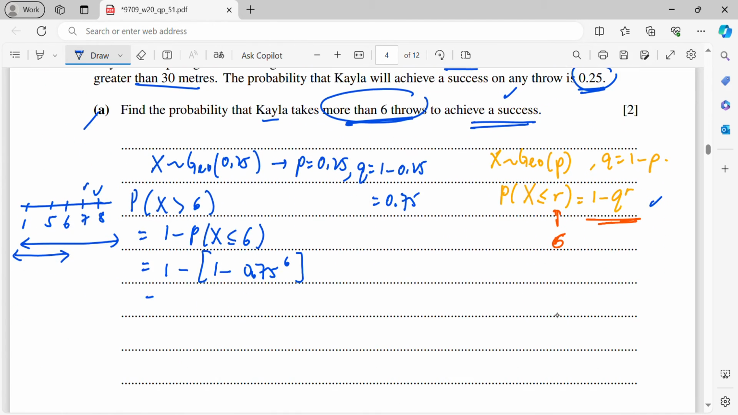Now, when you open the brackets, it's basically 1 minus (1 plus 0.75)^6. So I will just calculate the 0.75^6, and then you will get the answer in either fraction or decimal. If fraction, it will be 729 over 4096. But if it is in decimal, then you get 0.178. So that's the solution of this question.